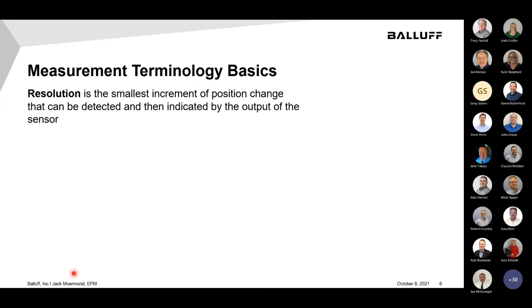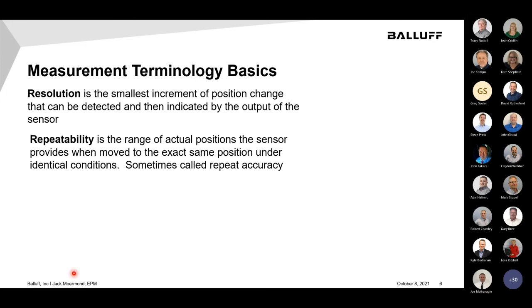The next thing that comes into this is repeatability. So repeatability is if we move an object to a certain point many times under the same conditions and we get the same or very close value, that's repeatability. If the value is jumping all over the place, that's not repeatable. Sometimes this is called repeat accuracy, but it has to get to the same position under identical conditions.